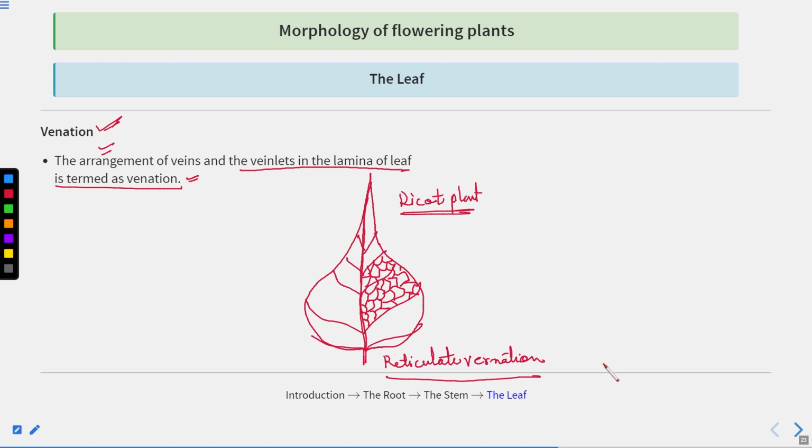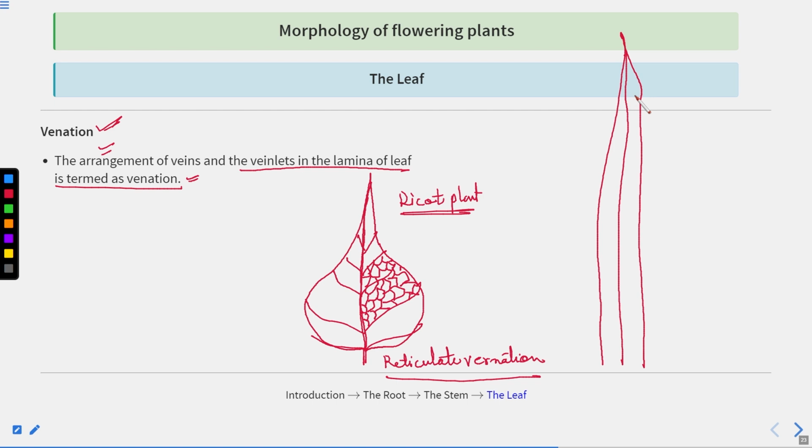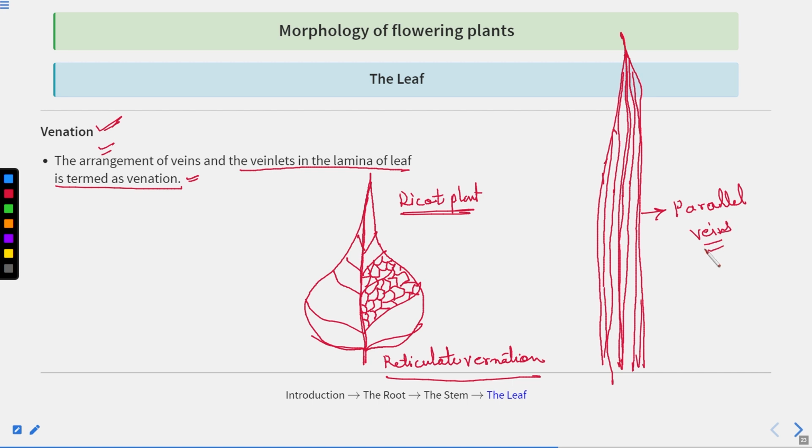If you draw the leaf of a monocot, it is somewhat like this. A long leaf blade. This also has a midrib in the middle, and parallel to the midrib, it has different veins. They have parallel veins. So we can write here parallel veins. Right? These are the parallel veins, and this we see in the case of a monocot plant.